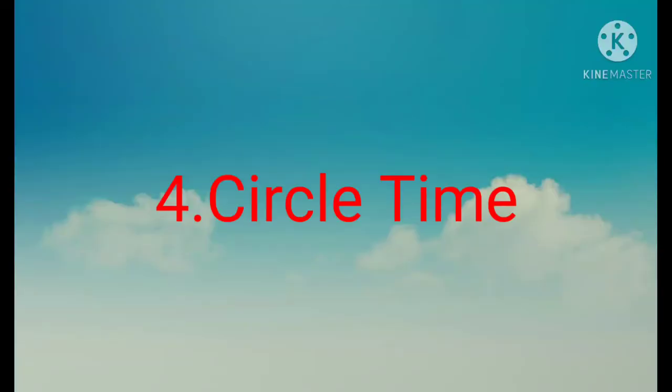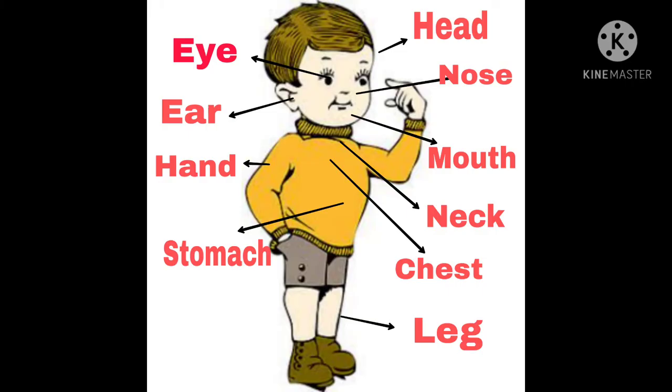We are going to fourth session, circle time. Hi students, touch your body part and say, this is my body part name. For example, touch your nose and say, this is my nose. The boy says like this, this is my eye, this is my ear, this is my hand, this is my nose. This is my mouth. This is my chest. This is my leg.